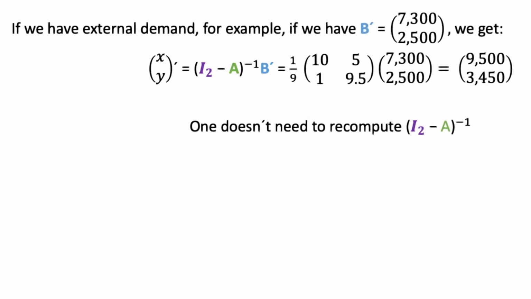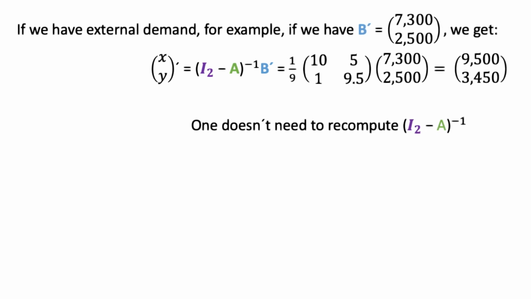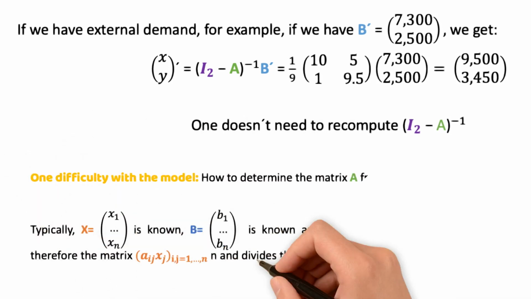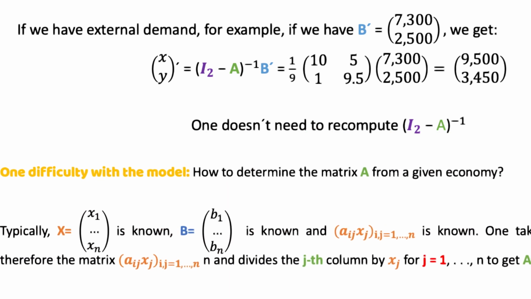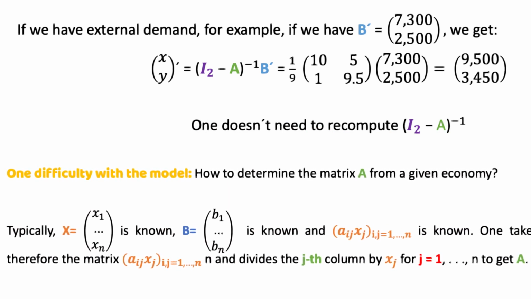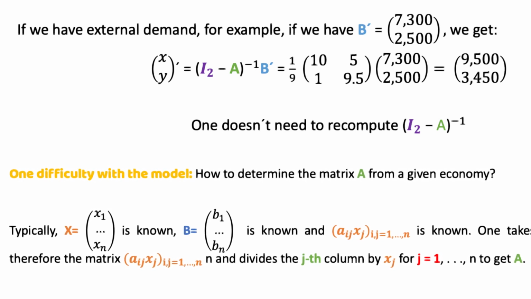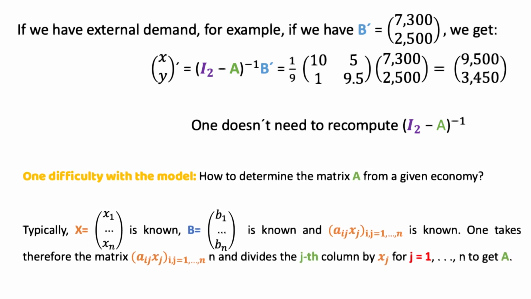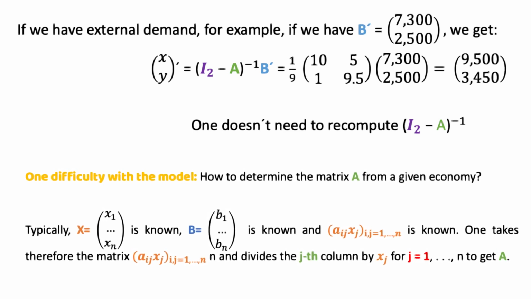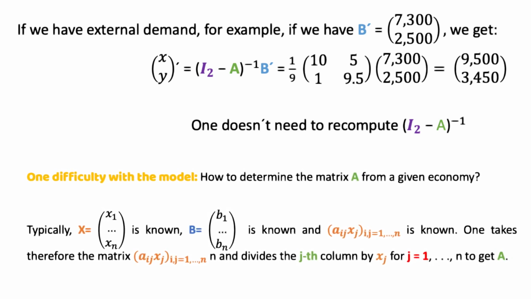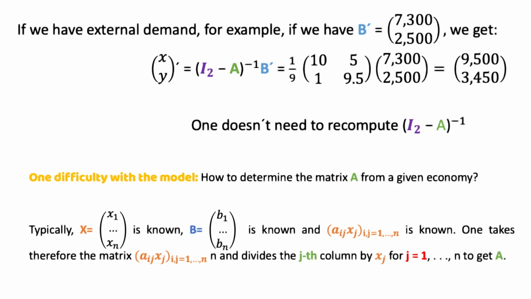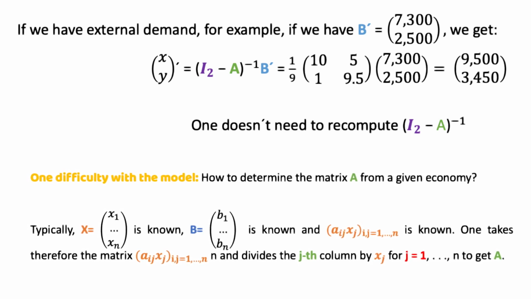One difficulty with the model is how to determine the matrix A from an already given economy. Typically, X is known, B is known, and a_ij, x_j, when i and j equal 1 until n, are known. One therefore takes the matrix a_ij, x_j, when i and j equal 1 until n, and divides the j-th column by x_j for j equals 1 until n to get the matrix A.